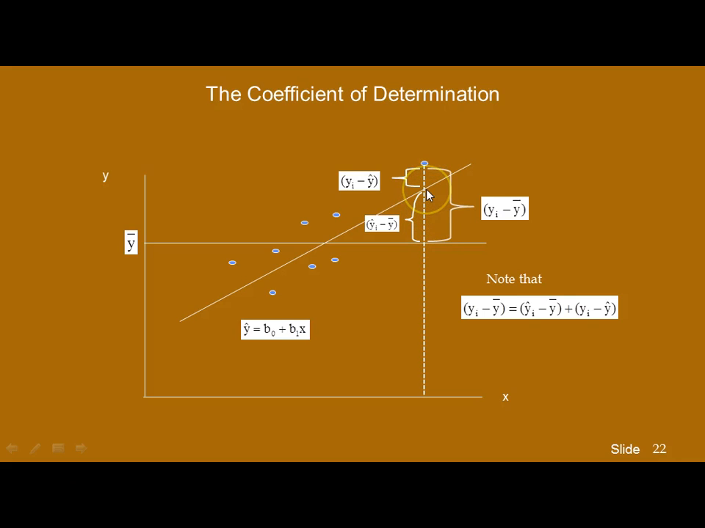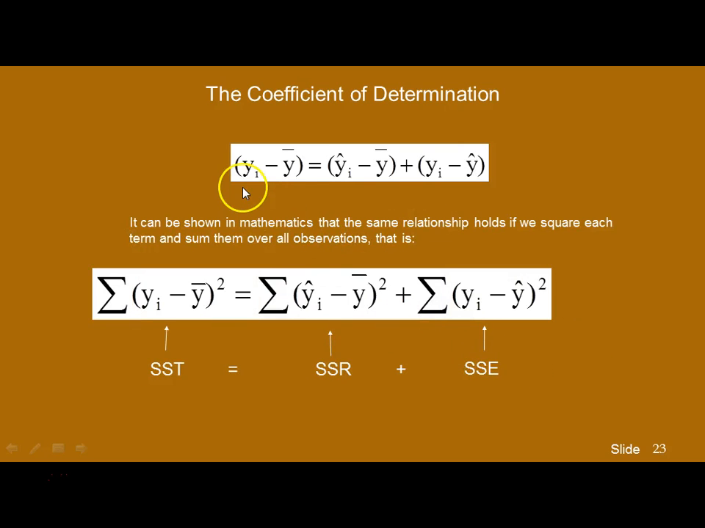Let's start with the bottom part. This would be y hat, the point on the regression line, minus y bar, which I have labeled right here. And this distance up here is y minus y hat. So let me write that out as an equation over here. Basically, we've said that this distance, y minus y bar, is the sum of two parts, y hat minus y bar and y minus y hat. I've repeated that equation on the next slide here. Y minus y bar equals y hat minus y bar plus y minus y hat.